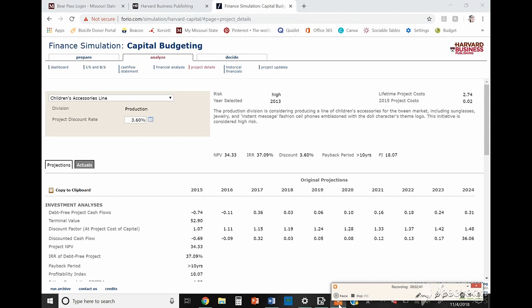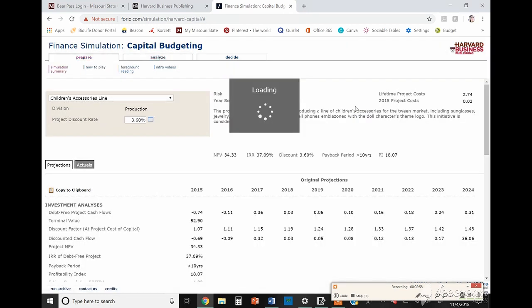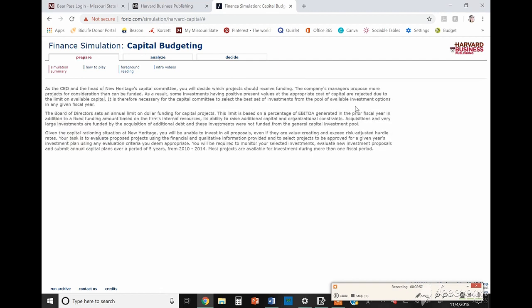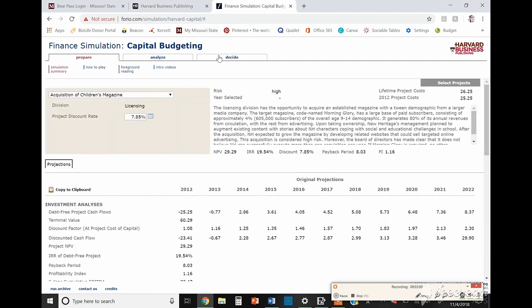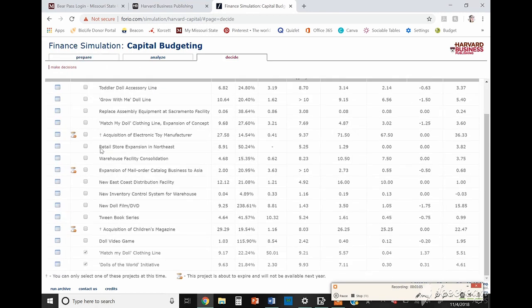So there was a range of projects. Obviously, there were production, retail, and licensing. There was only one example of a mutually exclusive project, which was found in 2011. I'll go to a run that hasn't been completed yet. If you look here in the Decide tab, these little crosses mean that they're mutually exclusive. Our options were either to choose the acquisition of an electronic toy manufacturer or the acquisition of a children's magazine. I ultimately chose this option.